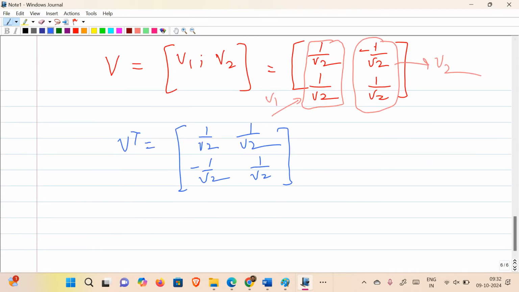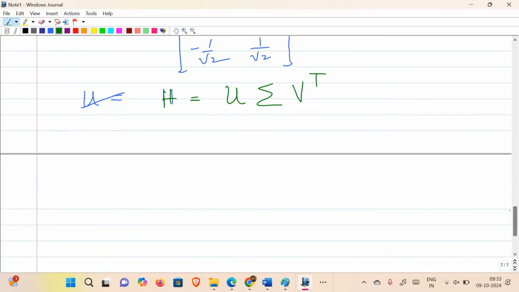So the U part is nothing but, let me write it down once again. Just to recap on the equation: H equals U sigma V transpose. Everyone please follow this. This is the equation that we started off with. So what can be found out for U? U can be 1 by sigma H multiplied by V.